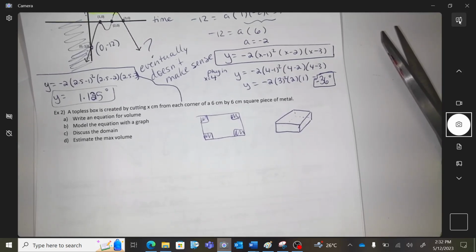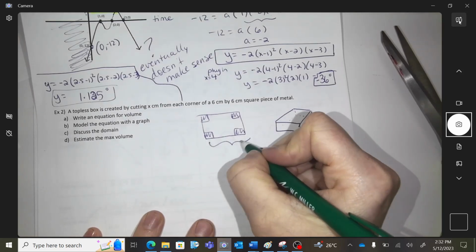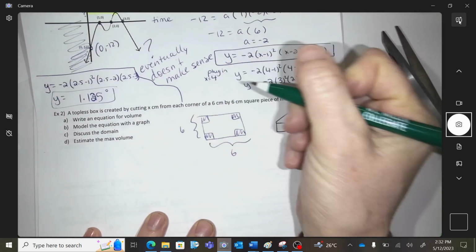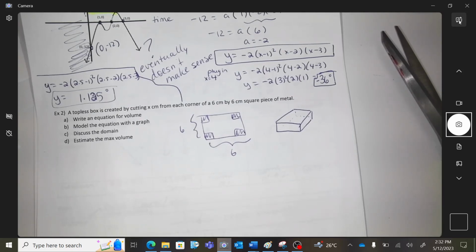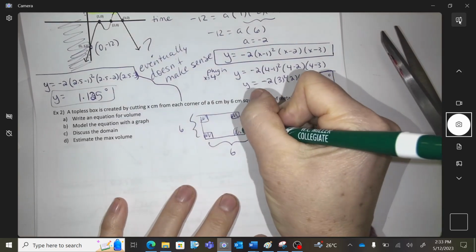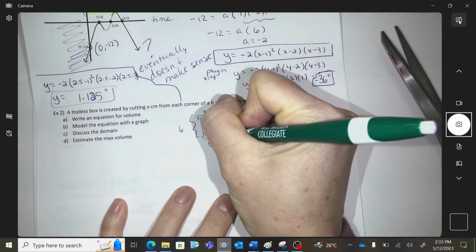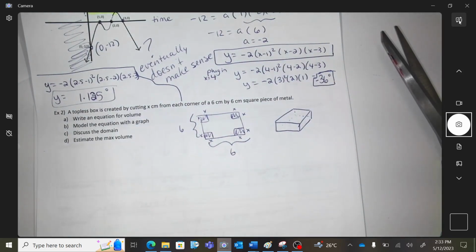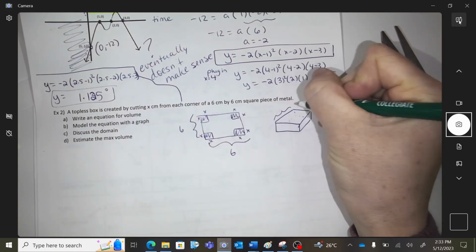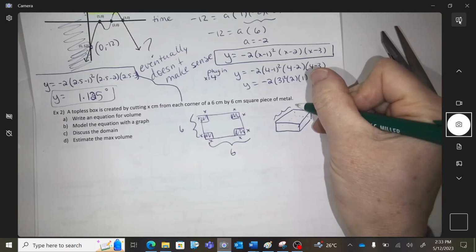Okay. Here's the deal. We started with a piece of paper. I guess we had a square paper, a 6x6 paper. And I cut off an x amount out of the corner. I cut off x amount in the corners. So, here's the big question. What are the new dimensions of this box?